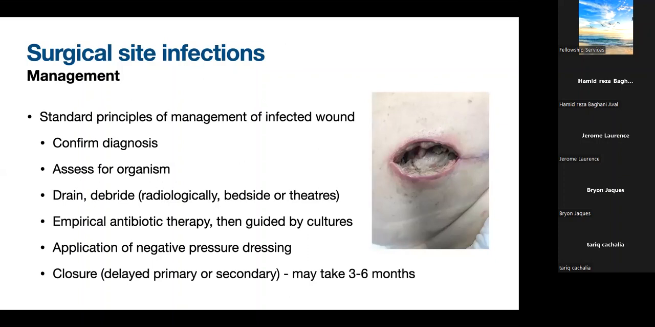Assess for organisms with early swabs, and then start empirical antibiotics, which are then guided by the cultures. The usual process of draining and debriding, and that can either be radiologically draining at the bedside, or taking a patient to theatre for a formal washout. And then it's pretty standard to use negative pressure dressings thereafter, and that can be for a variable amount of time to allow either a delayed primary closure or a secondary closure. And it may take a number of months to fully heal.